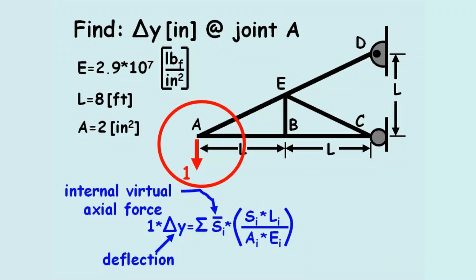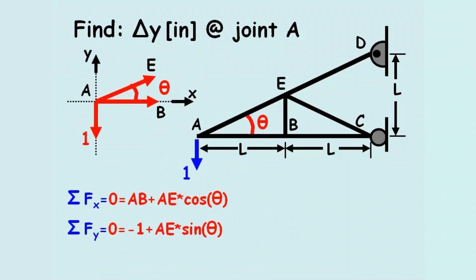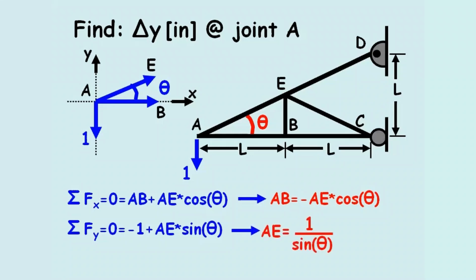For example, if we isolate joint A, sum the forces in the horizontal and vertical directions, and set those sums equal to 0, the virtual tensile force in member AD equals the opposite of the virtual tensile force in member AE times the cosine of angle theta. And the virtual tensile force in member AE equals 1 divided by the sine of angle theta.